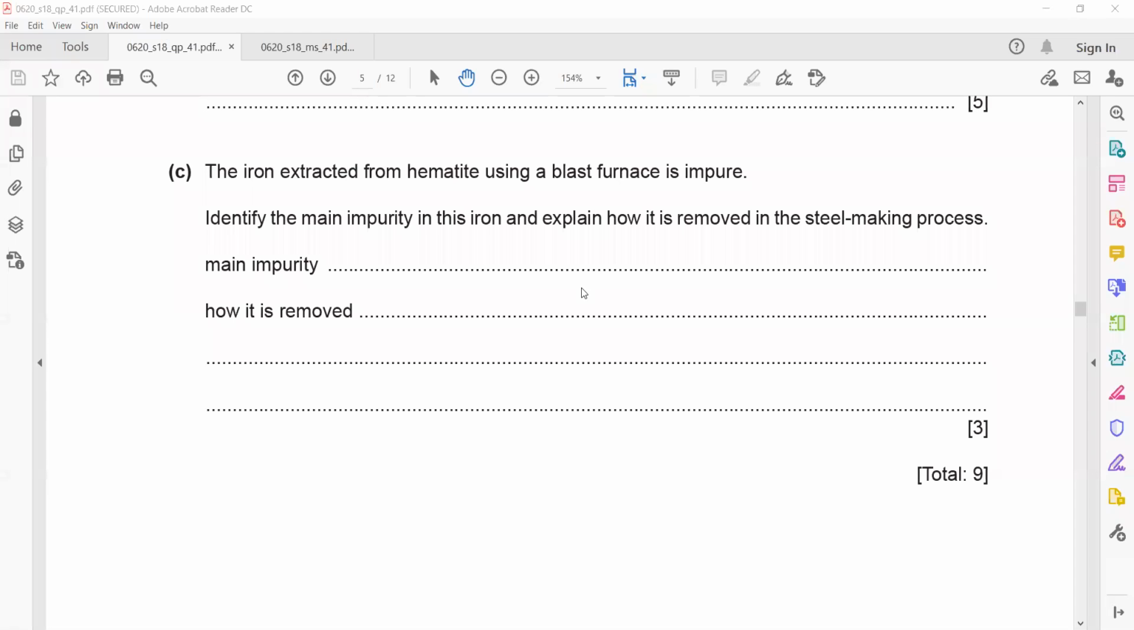So, the main impurity is carbon. And how is carbon removed? So, what we will do is add oxygen, or blow oxygen. Not air. Here we don't mention air. We supply oxygen. That's why we call it a basic oxygen furnace.